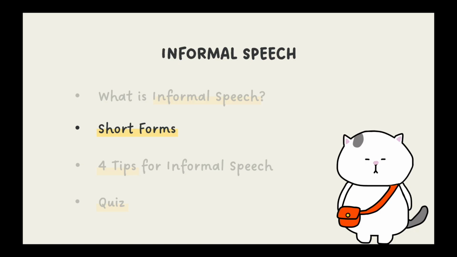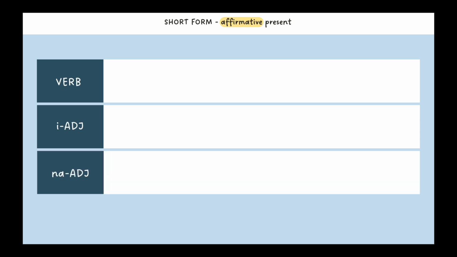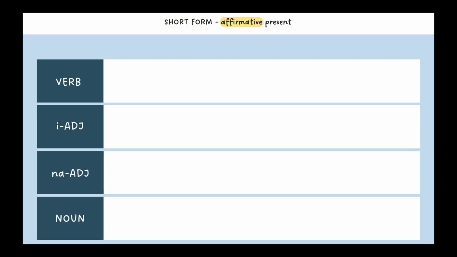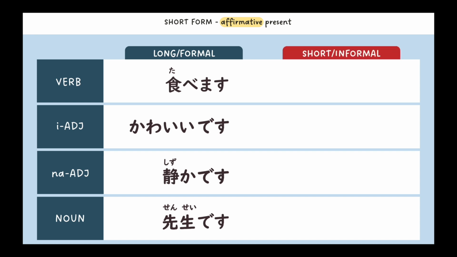Next, let's get familiar with the short forms. We'll cover affirmative present form and negative present form. Let's see the short forms in the affirmative present form for verbs, e-adjectives, na-adjectives, and nouns. Here are some long-form examples to compare with. 食べます, to eat. かわいいです, is cute. 静かです, is quiet. 先生です, is a teacher. Now let's look at the short forms.